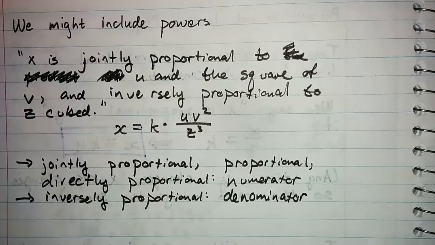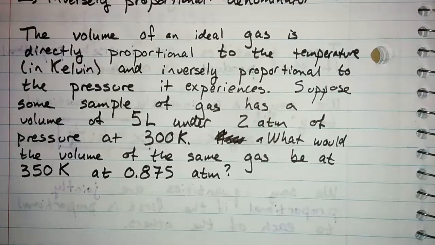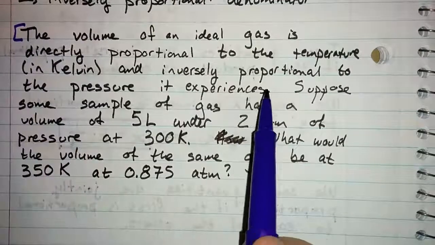All right, now that we understand this language, let's take a look at the kind of problems that we see these in. It's known from chemistry that the volume of an ideal gas is directly proportional to its temperature in Kelvin and inversely proportional to the pressure it experiences. Suppose some sample of gas has a volume of 5 liters under 2 atmospheres of pressure at 300 Kelvin. What would the volume of the same gas be at 350 Kelvin and 0.875 atmospheres?